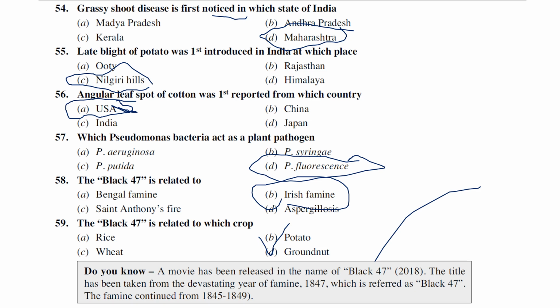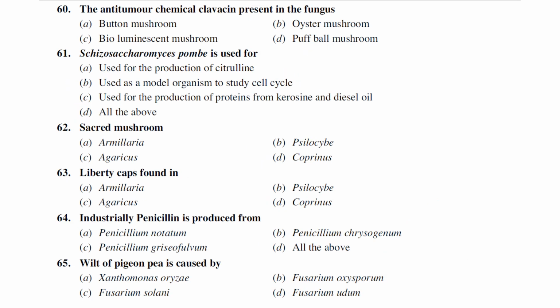Okay, the anti-tumor chemical clavacin is present in which fungus? There is a fungus called puffball fungi, Clavaria. It contains a compound called clavacin, which has anti-tumor properties.